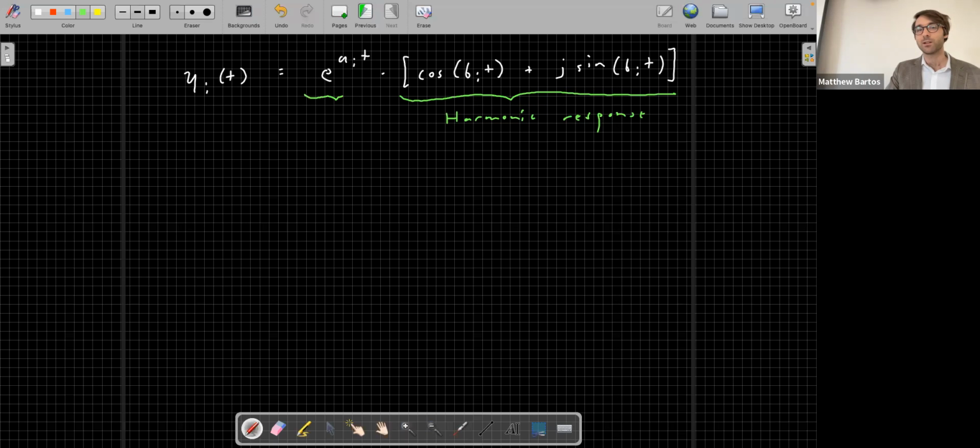And this component here, I'll just call it the magnitude, although that term is probably a little bit imprecise. It essentially defines the growth or decay that is applied to that oscillatory response. So if AI is positive, then you will have an oscillatory response with exponential growth. If AI is negative, you'll have an oscillatory response with exponential decay.